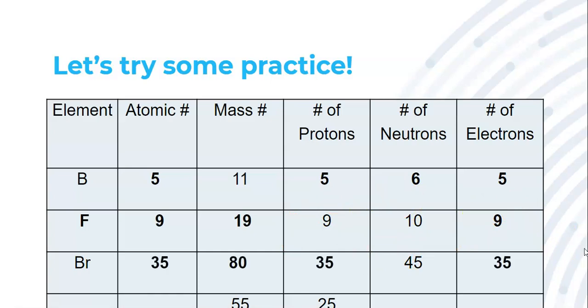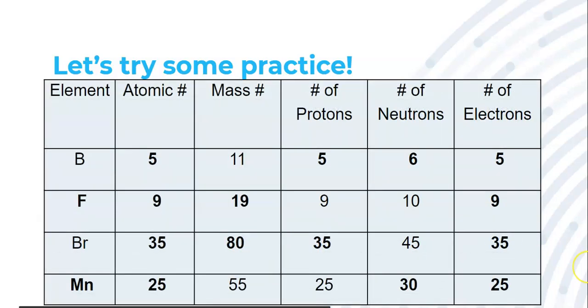For the next one, bromine, I know that the atomic number is 35, so that's also the protons and electrons, and again, I would add together the protons and the neutrons to get the mass number. And finally, for the last one, I wasn't told the element, but I know it has 25 protons, which means the atomic number is 25, so it must be manganese, and that's also the number of electrons. To get the number of neutrons, I would take the mass number minus the number of protons.